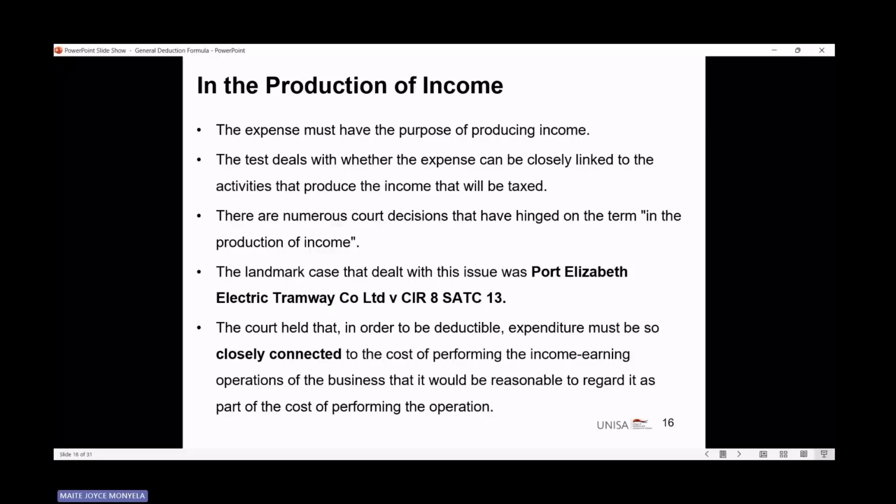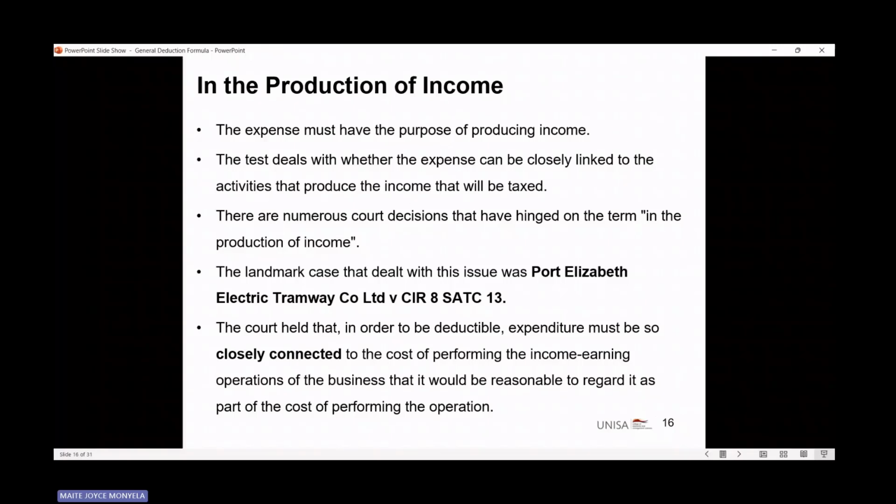This is the case that deals with it. For detail, you can read through the court case and its summary. The court held that in order to be deductible, expenditure must be so closely connected to the cost of performing income. So in terms of Section 11A, in production of income means that expenses must have the purpose of producing income, and must be closely linked to the activity that produces income.